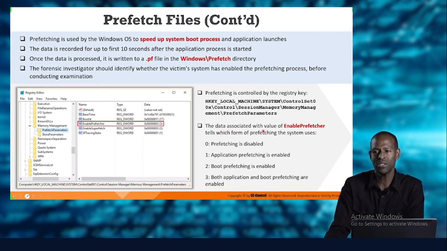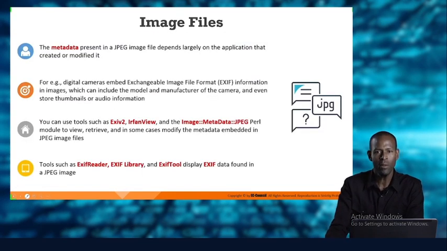Now, what we see here is the enable prefetcher, and we can set settings on this by double-clicking on here and changing that reg dword. 0 is no prefetch. 1 is prefetch is enabled. 2 is boot prefetching is enabled. And 3 is if you want prefetching enabled on both boot and application, which in normal operations should speed up your system. What about image files?